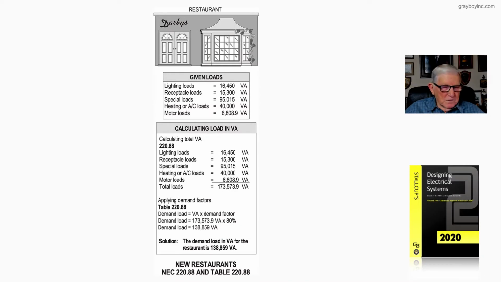Now let's look at this figure 23-18, and we're dealing with the optional calculation for a restaurant. Now there are given loads that we have to add all together. So the lighting loads is 16,450.